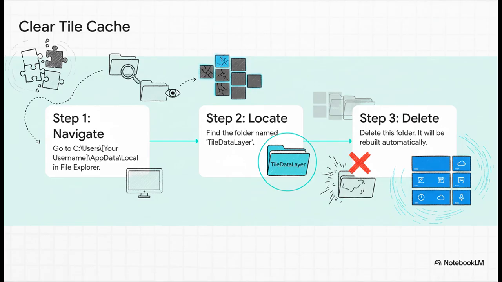Next, we're going to clear out a data cache that can sometimes get corrupted and cause issues. Open up your File Explorer and head to this specific path. Now, a little pro tip, the AppData folder is usually hidden, so you might need to go to the View tab at the top and check the box for hidden items to see it. Once you're in there, find the folder called TileDataLayer and just delete it. Don't worry, Windows will automatically rebuild it from scratch the next time it needs it.